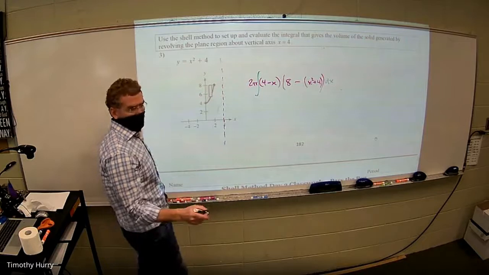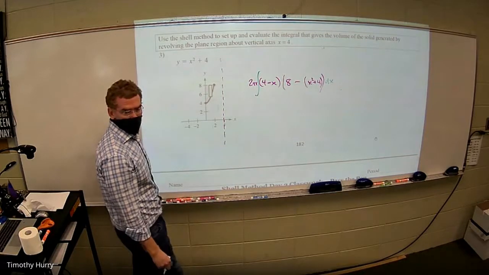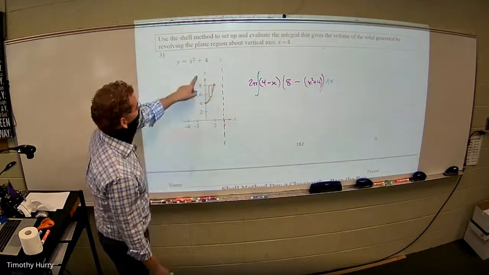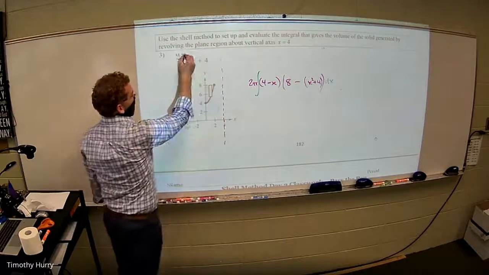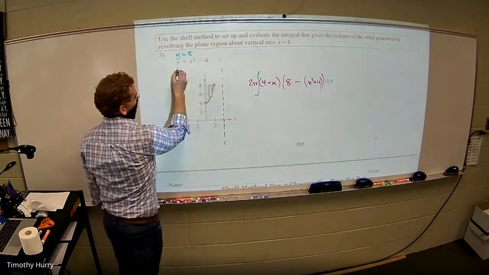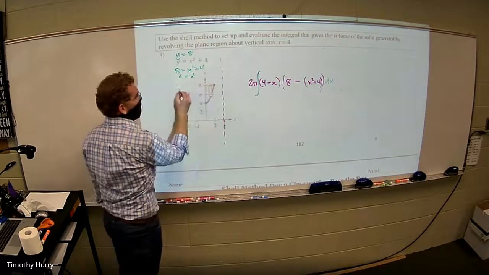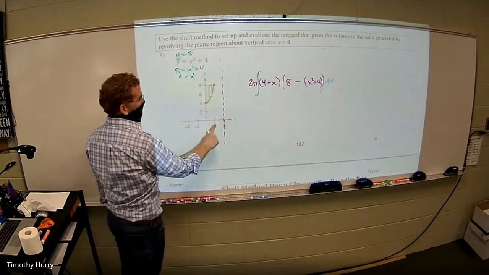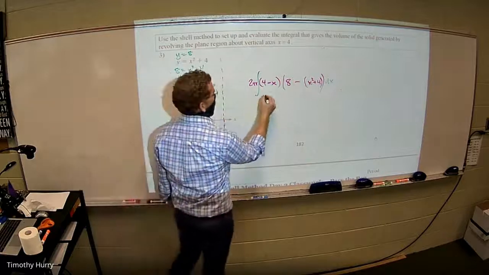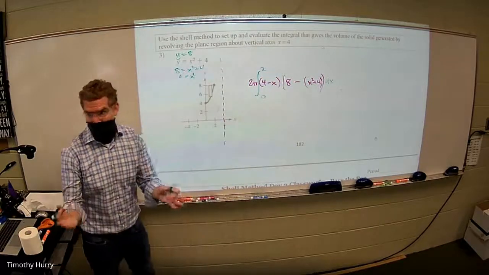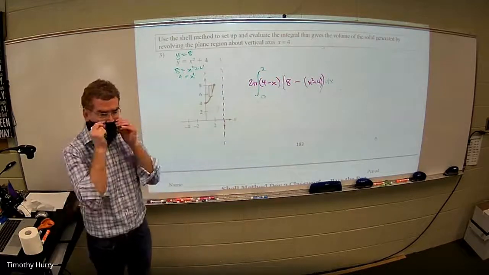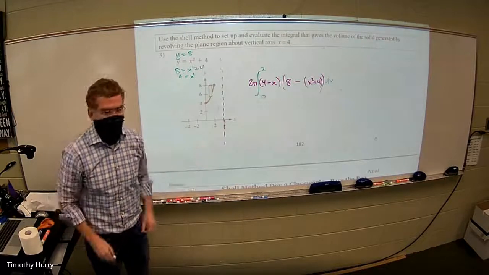I think it's 0 to 2. Have you checked it? If I set y equals 8 and that equal to each other, I get x squared equals 4, so plus or minus 2, but we're at positive 2. So definitely 0 to 2. But always check those out because it might not be. It might be square root of 5 when you do the math on it.